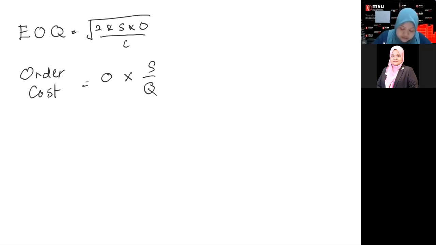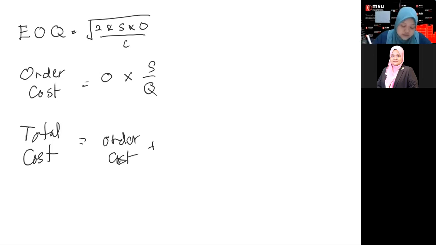Then we need to calculate the total cost. How much is the total cost? So total cost is order cost plus the carrying cost. Some say that it's a sinking cost, an additional cost. So it's a carrying cost.